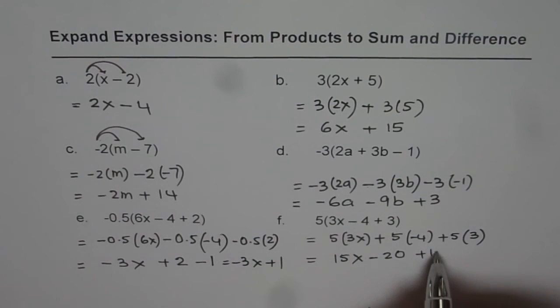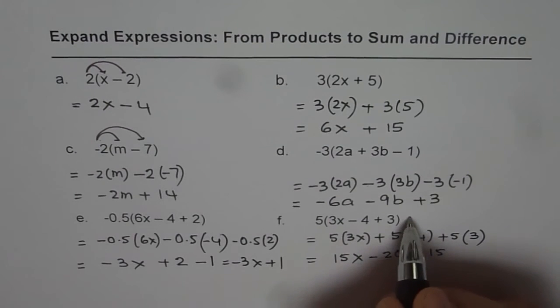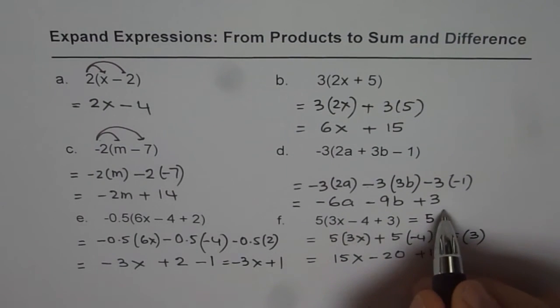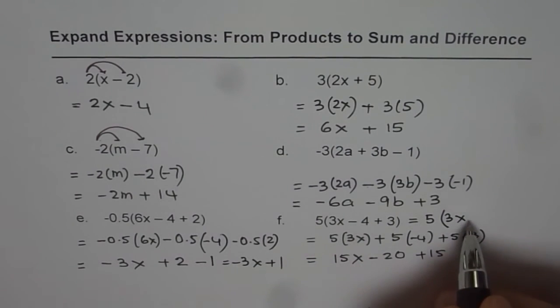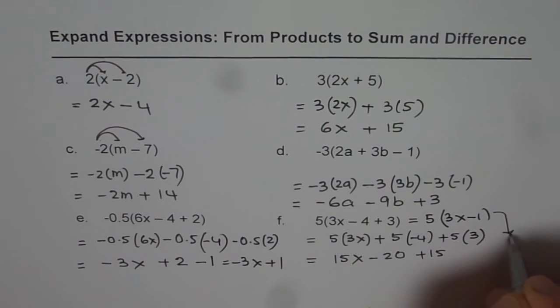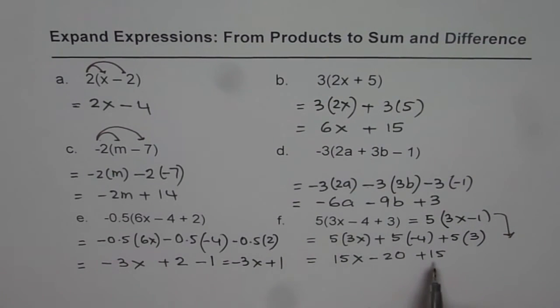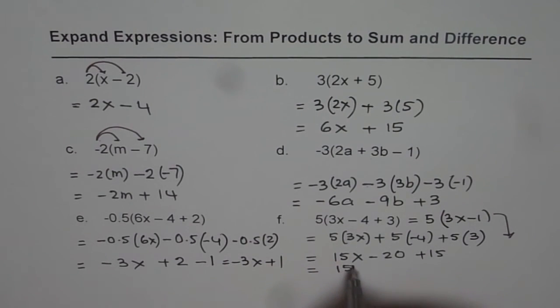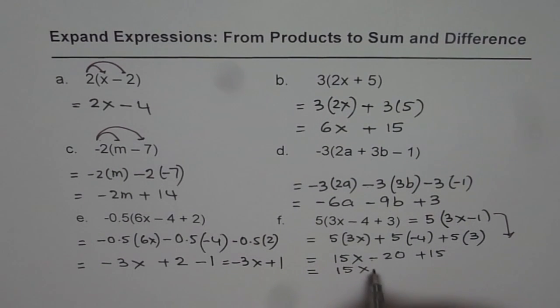As I said, we could have actually started differently. We could have written this first as 5 times 3x, minus 4 plus 3 is minus 1, and then continued. That was an alternate way, which we didn't do. So in this case, we will simplify the end result by combining the like terms. The constants here, minus 20 and plus 15, are the like terms. So we could write this as equal to 15x, minus 20 plus 15 is minus 5. So that is our answer.